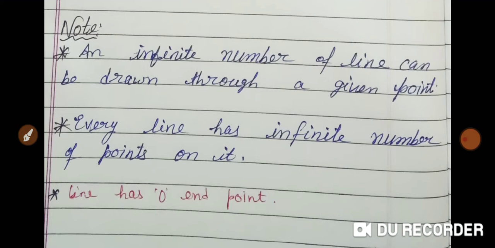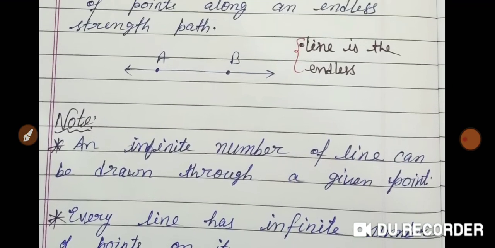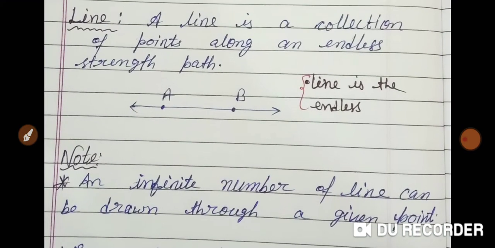Every line has infinite number of points on it. Line has zero end point. You will get the question from this topic from the end point. That is why I have written here line have no end point. That is, it is endless. Okay, my dear.